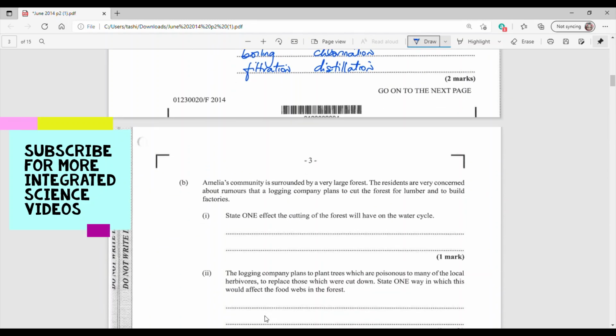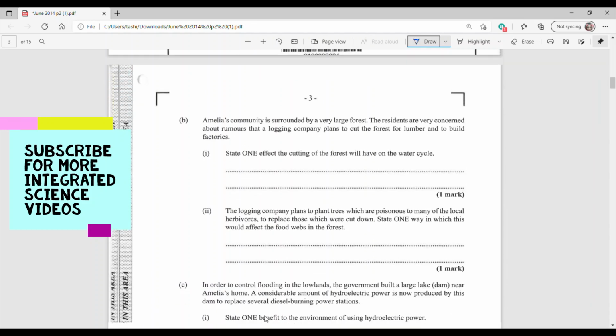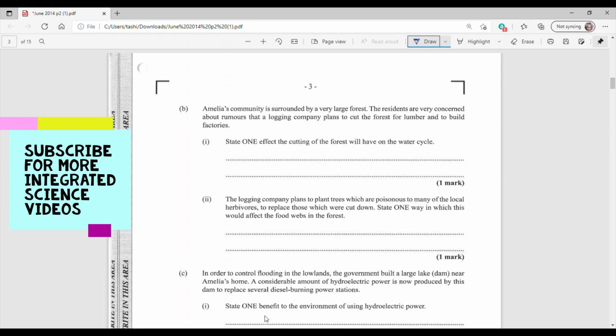Next question. Amelia's community is surrounded by a very large forest. The residents are very concerned about rumors that a logging company plans to cut the forest for lumber and to build factories. 1. State one effect the cutting of the forest will have on the water cycle. First of all, the question specifically said the water cycle. So you can't just give a general effect of cutting down forest. You have to give something relating to the water cycle. So you can't just say soil erosion. We know that that is an effect from cutting down the forest, but it is not related to the water cycle. So you have to be specific where that is concerned. You have to read your questions carefully.